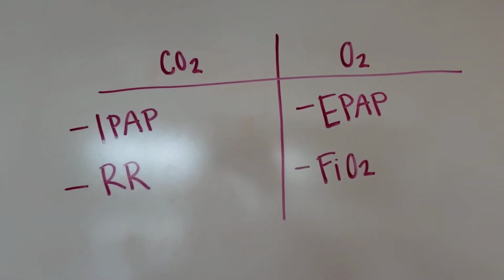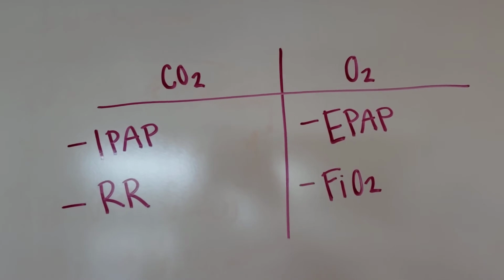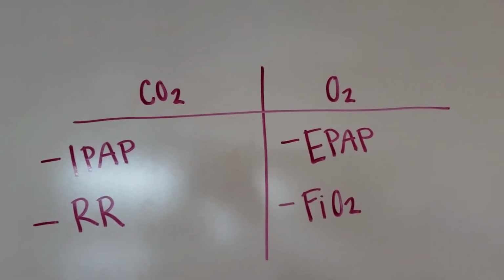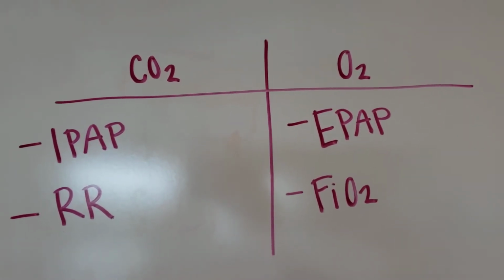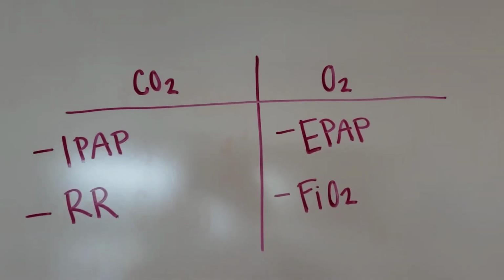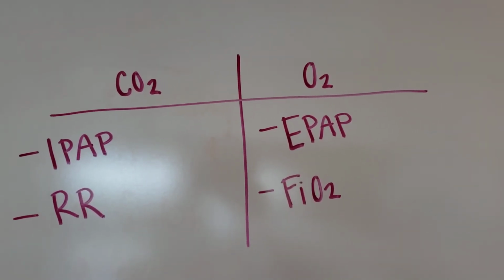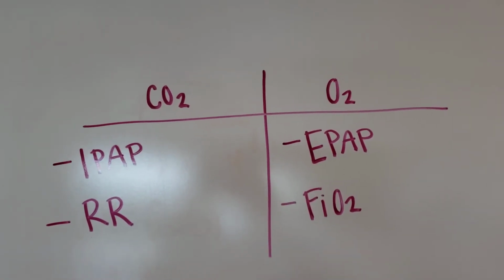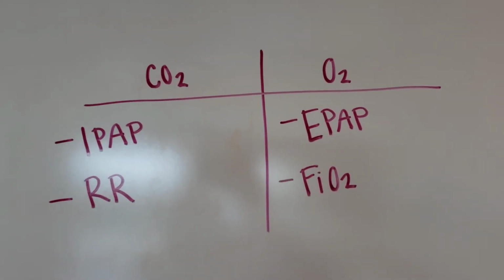So if I need to adjust my CO2 or my ventilation, I will either adjust my respiratory rate or my IPAP, because those two affect volume. If I need to adjust my oxygenation, I will either adjust my EPAP or my FiO2. So we will either use pressure to improve oxygenation, or chemical, or our drug, which is our FiO2.